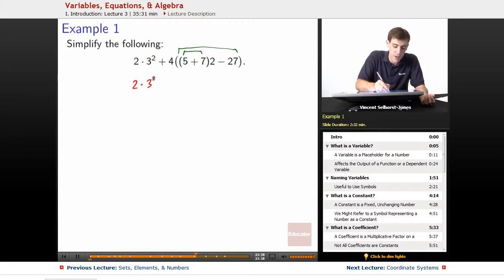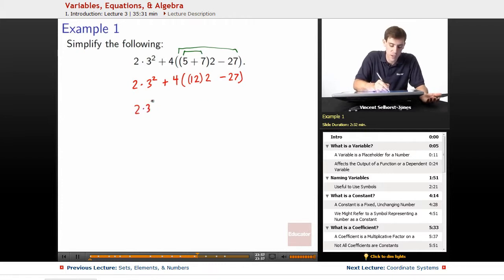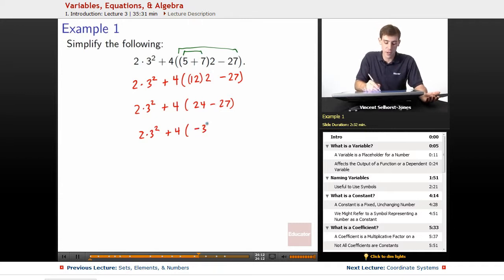We bring everything down, right? Each new horizontal line is a copy of what was above it, but just put in new ways of talking about it. 4 times quantity, well, what's 5 plus 7 become? 5 plus 7 becomes 12. So 12 times 2 minus 27. Now, we keep doing this inside of this parentheses first. 2 times 3 squared plus 4. 12 times 2 becomes 24 minus 27. 2 times 3 squared, still working inside of these parentheses. 24 minus 27 becomes negative 3.